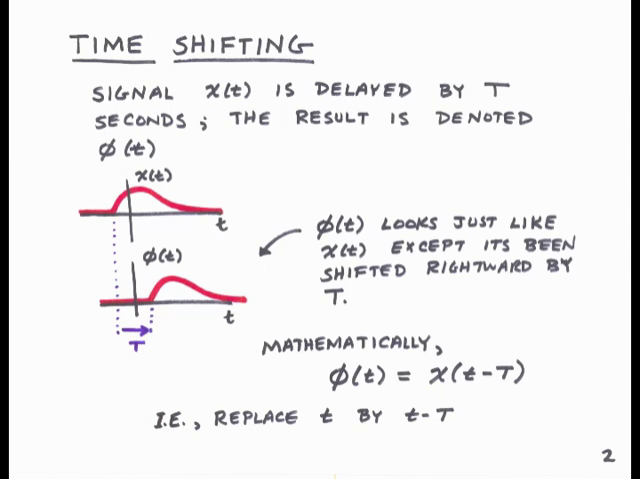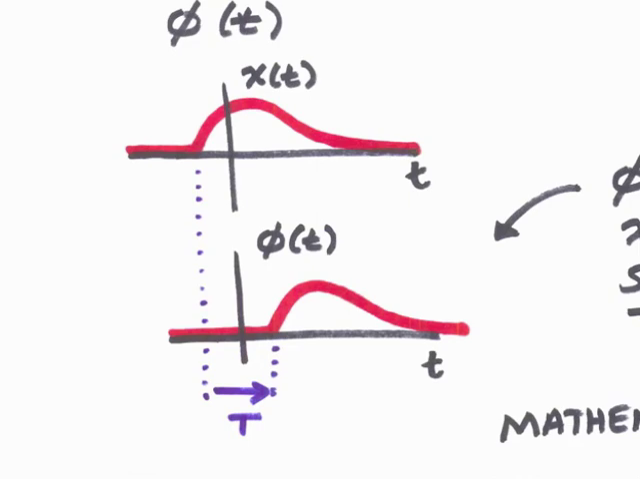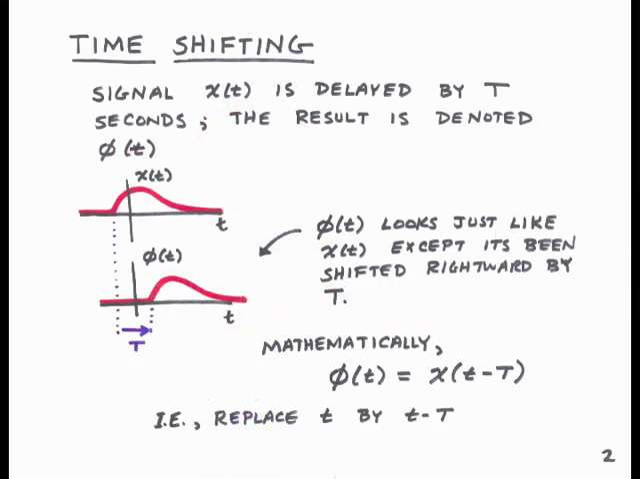Now when we delay x of t by capital T seconds, that means we shift the entire curve over to the right by capital T units. It looks exactly the same as x of t, it's just now been moved farther to the right. Now mathematically, we can write this as phi of t is x of t minus capital T. That is, we replace small t by small t minus capital T.